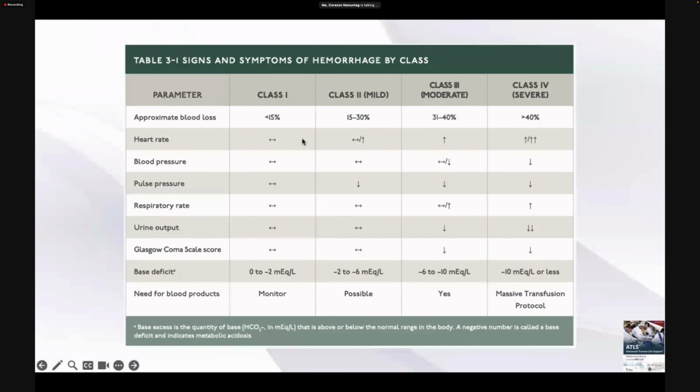So there are about just 2-3 tables that I need you to memorize. This will be one of them. This is, of course, a table from your ATLS. This is the most updated one, wherein we include the base deficit coming from your ABGs to classify your shock by class 1, 2, 3, and 4. There is always a question on this, at least.